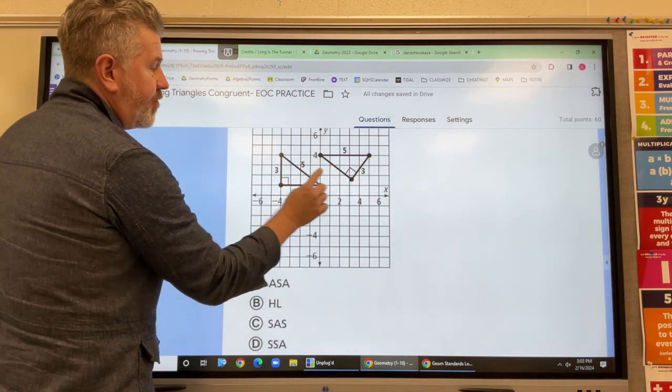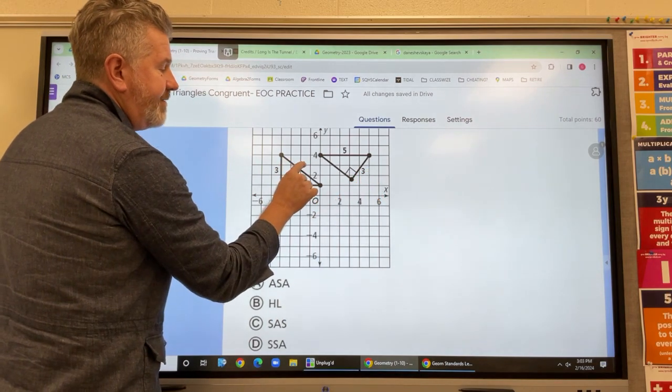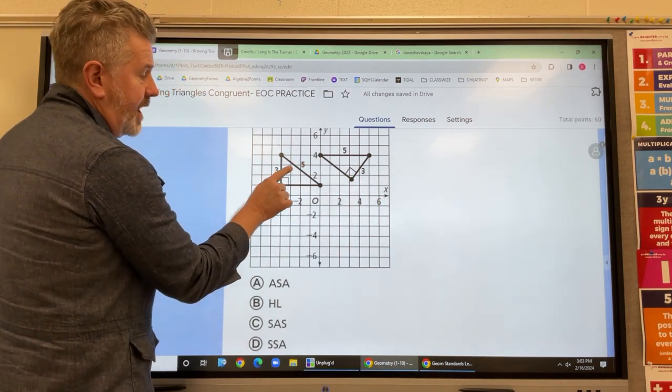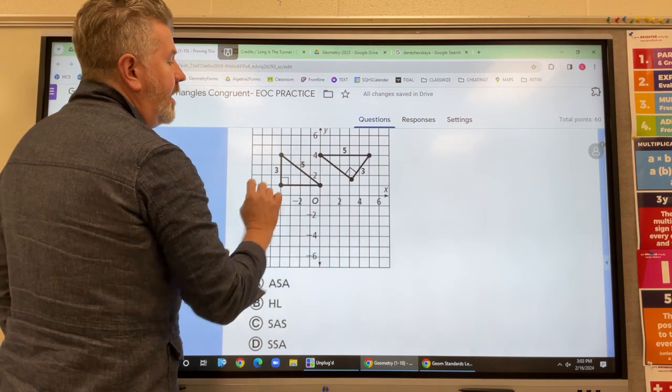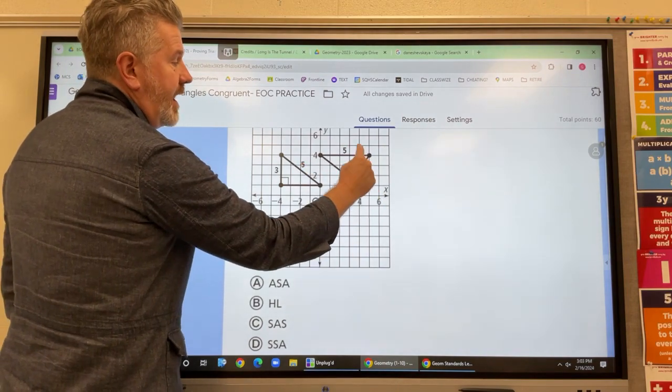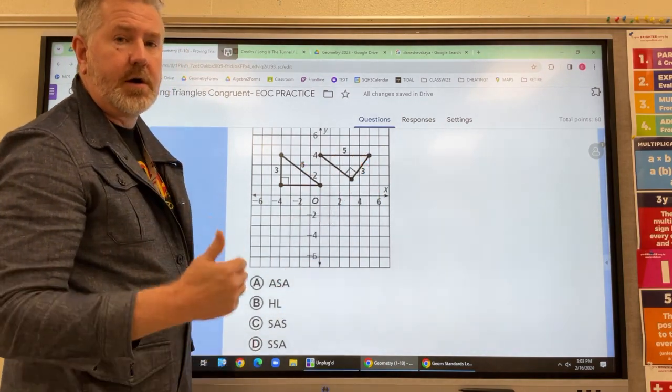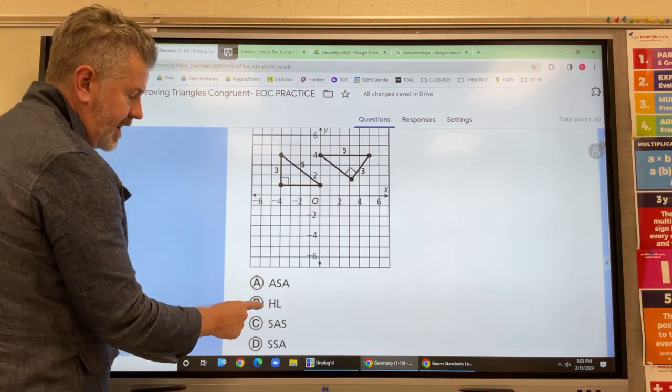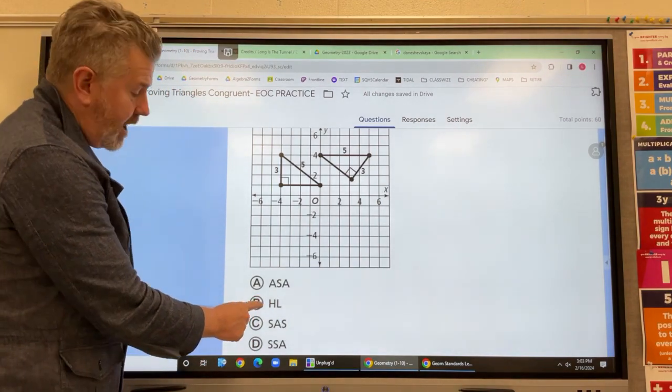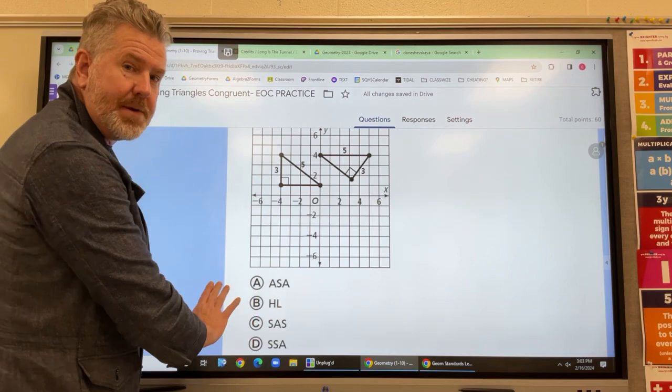So we're given the 3, that's the short leg, and we're given the 5, that's the hypotenuse. The hypotenuse is across from the right angle. So we know that one of the legs and the hypotenuse are congruent. Therefore, the right triangles are congruent because the hypotenuse and leg are congruent. We would go with B on this one.